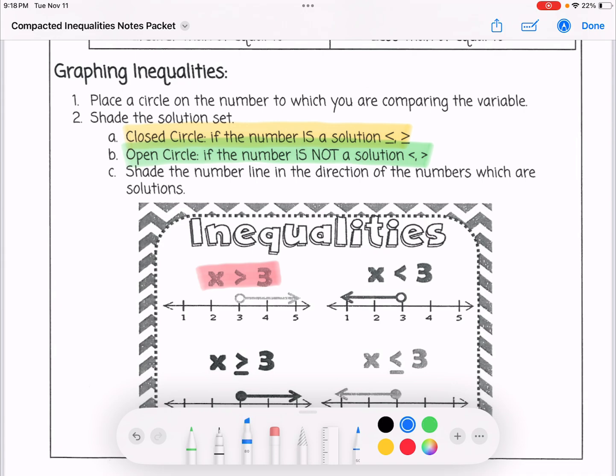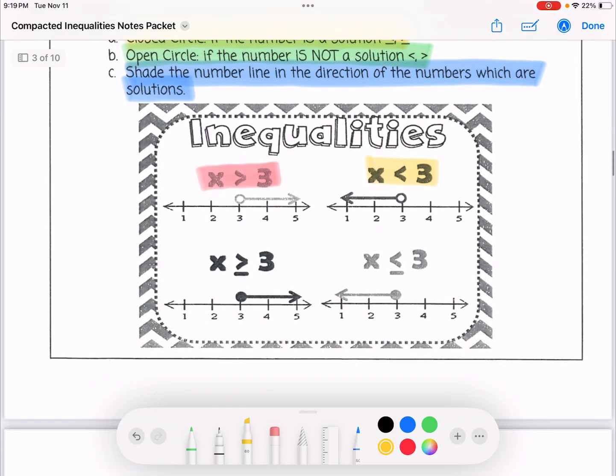And then the last little piece we have here is we shade the number line in the direction of which our solutions are. So if x is greater than 3, it would be an open circle at 3, and I'm putting my arrow towards the numbers that are bigger than 3. Or if it's x is less than 3, an open circle at 3, with the arrow going towards numbers that are less than 3. Same thing is true for these two, but they both have that equal to line, so that's why they both have those closed circles. So just keep all of that in mind.